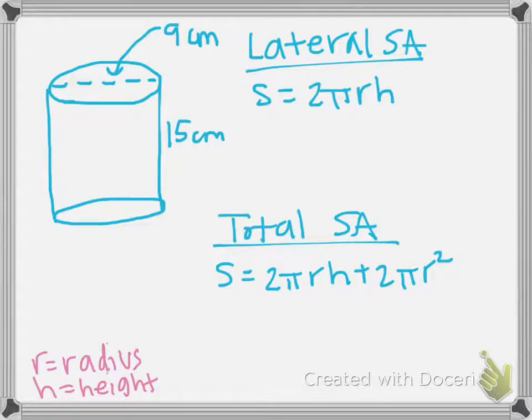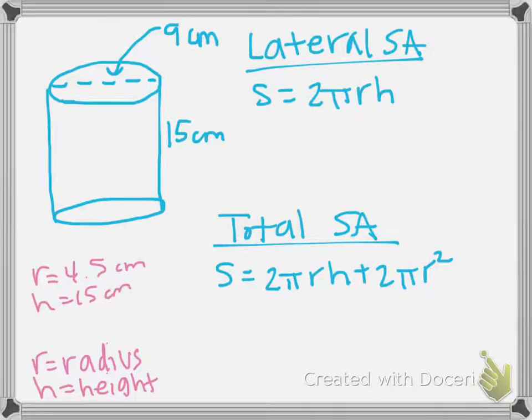So look at this cylinder. We need only two things, the radius and the height. What is the radius of this cylinder? Well, if you look, it's not giving you radius, it's giving you diameter. So what do we do with diameter? We have to cut that in half. So our radius, 9 divided by 2, will give us 4.5. So the radius equals 4.5 centimeters, and our height is 15 centimeters.